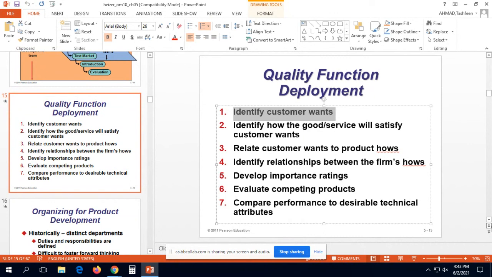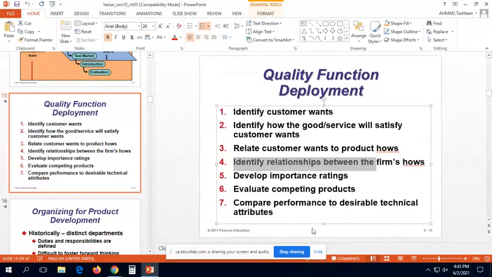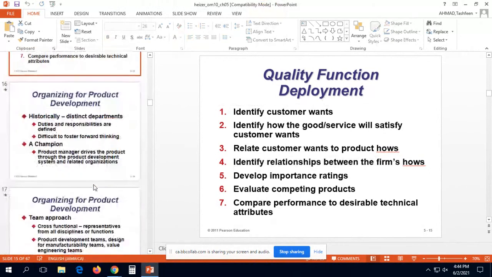It was not something that changed to something totally different. Some people can say it was a minor change, but read more on that. You will find out it was quite interesting for their sales and connecting with their customer. Yeah. So all these things: evaluate competing products, identify relationship between the firms. You would want to do these type of things.